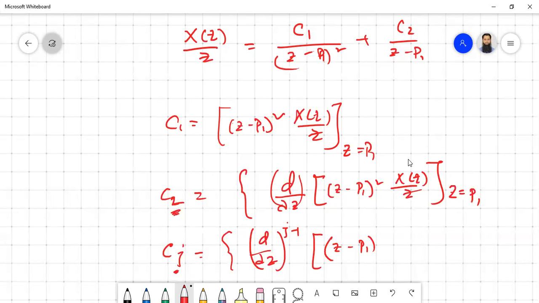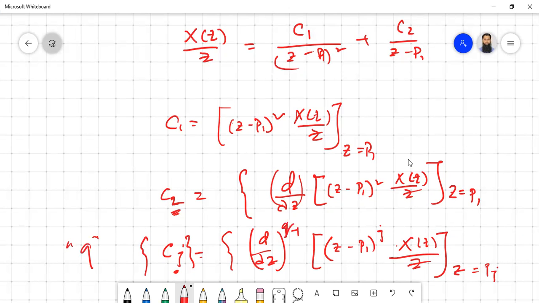Actually, it will be better to write it in terms of Q, so it's up to you. If you have J number of poles, then d by dz, and then you have to set z equal to PJ. So the more authentic way is that Q is the multiplicity. Then you should write Q minus 1 here and also Q here, because you have to write PJ here. So this is the way to figure out the partial fraction expansion.